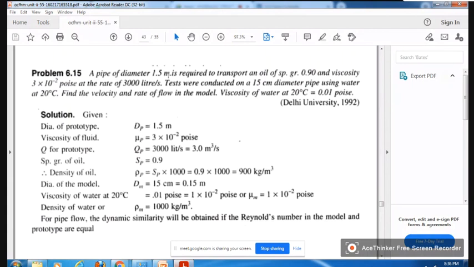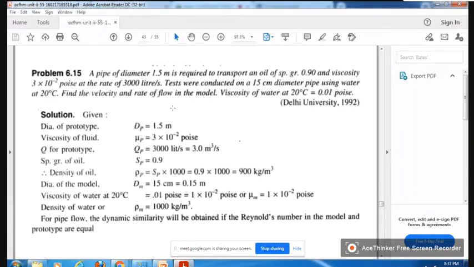Tests were conducted on a 15 centimeter diameter pipe using water at 20 degrees centigrade. So the model diameter of the pipe is 15 centimeter, right? Actually, the prototype is 1.5 meter. We are conducting the test in the laboratory on a 15 centimeter diameter pipe. So find the velocity and rate of flow in the model.